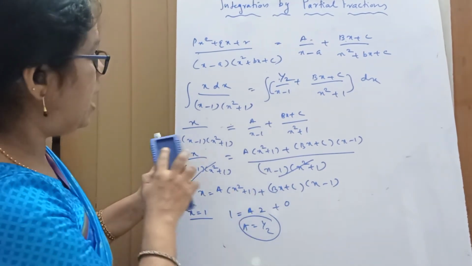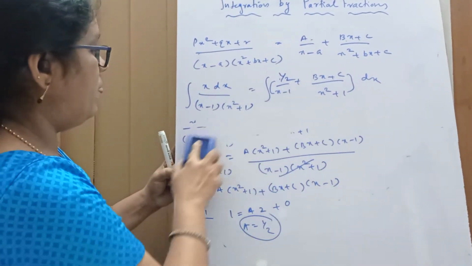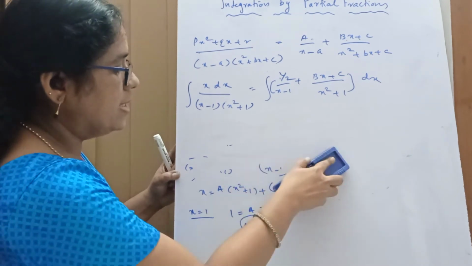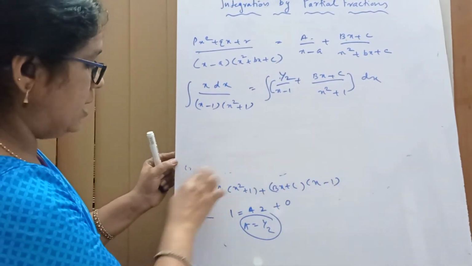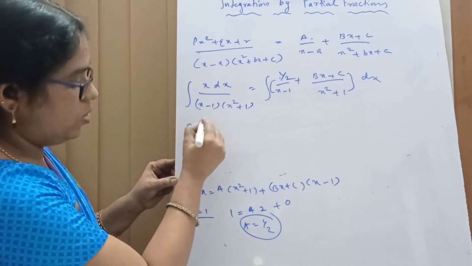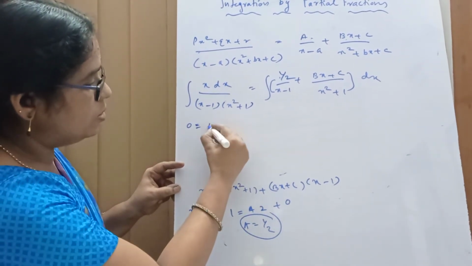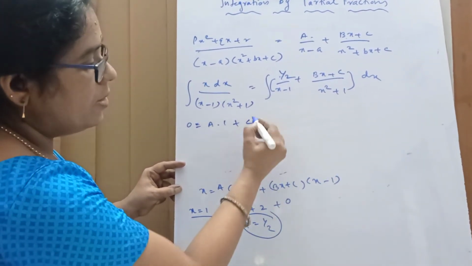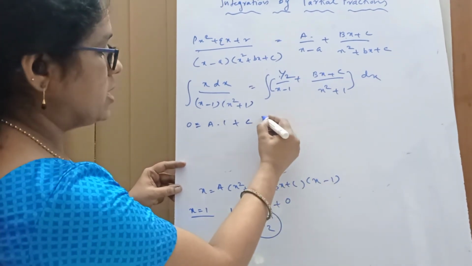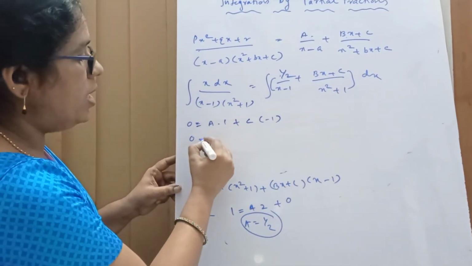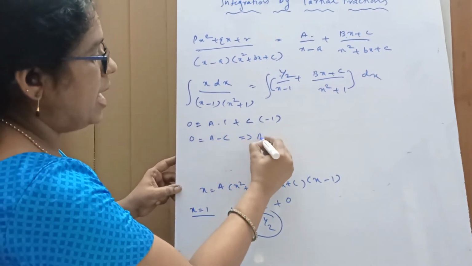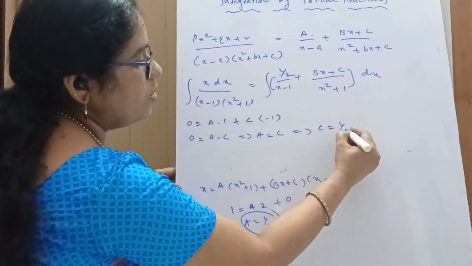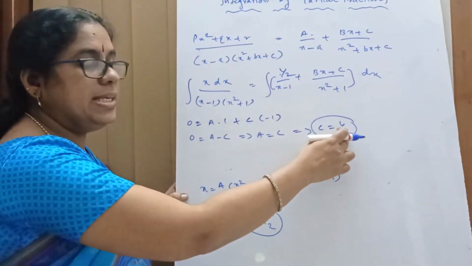Then for finding b and c, put x equal to 0 throughout. The left side becomes 0. 0 equal to a into 1, x square is 0, plus c into 0 minus 1, that is minus 1. That is 0 equal to a minus c, which implies a equals c. Since a we got as half, c is also equal to half. So we got the constant c as half.